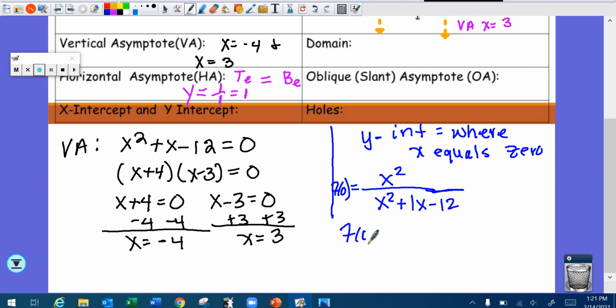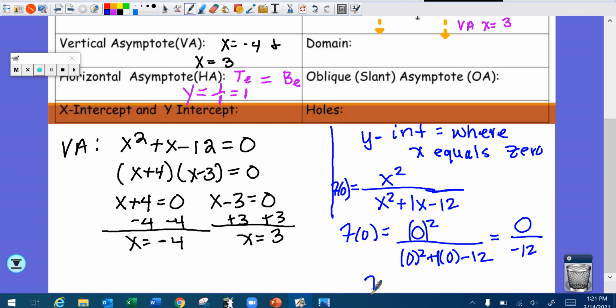So I'm going to say f of 0 equals 0 squared over 0 squared plus 0 minus 12. And you can put 1 there if you feel that you need to do it. So we get 0 over negative 12, which means my y-intercept is going to be at 0. So my y-intercept is at 0.